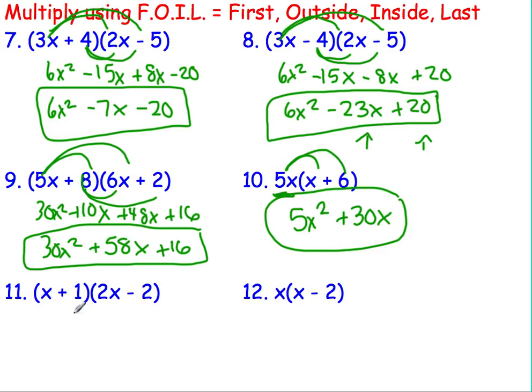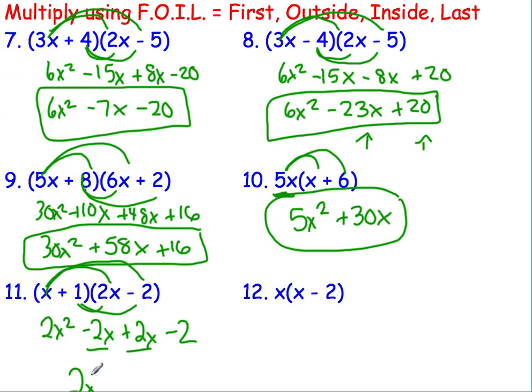We're going to FOIL this next one, though. Notice it is a binomial times a binomial. So I just multiply the first terms, that'd be 2x squared. I multiply the outside terms, that'd be minus 2x. I multiply the inside terms, that's positive 2x. The last terms, that'd be negative x. Notice in the middle here, I have negative 2x and a positive 2x. So all that happens is I have 2x squared. These two, in essence, basically cancel each other out, and I have minus 2. So I have 2x squared minus 2.